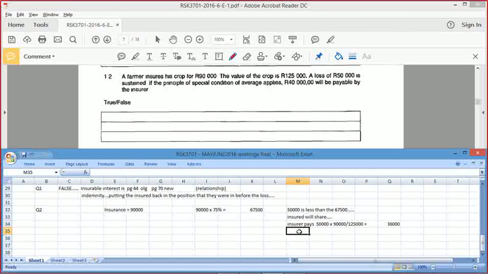So in this case, 40,000 will be payable by the insurer? No, 36,000 will be paid by the insurer. False. The farmer insures the crop, the value of the crop is that, the loss of 50 was that. They would only pay a share because it's less than the 67,500. So yes, that would be fine. Happy with that? Yes. Okay, I need to write the right numbers here.